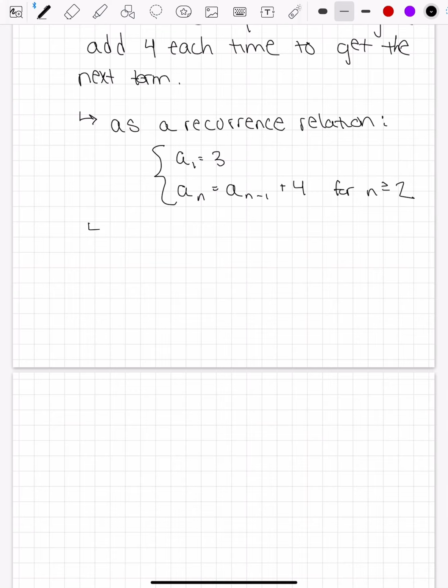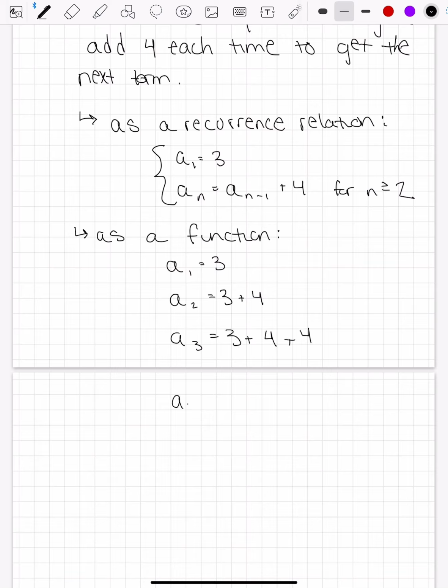So as a function, whenever I'm trying to figure out how to write a recurrence relation or a function, I like to list out my first few terms and try to notice any patterns. I know A1 is 3, A2 is 3 plus 4, to get A3 I add on another 4, and to get A4 I add on another 4. So each time we're adding on another 4, and I have to figure out what's changing each time and how that relates to the n value, the index.